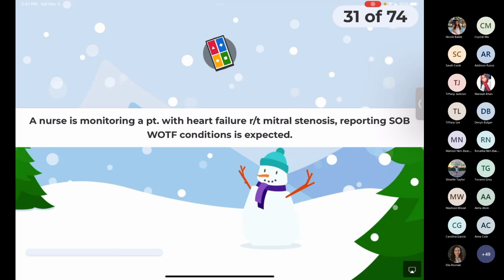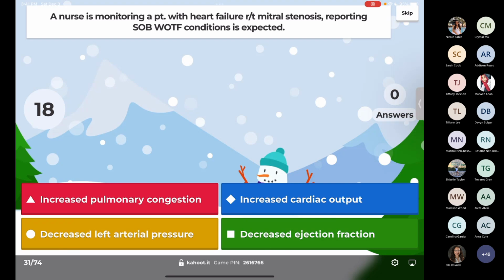A nurse is monitoring a patient with heart failure related to mitral stenosis, reporting shortness of breath. Which of the following conditions is expected? So think about, where's my mitral valve? What side of the heart is my mitral valve on?